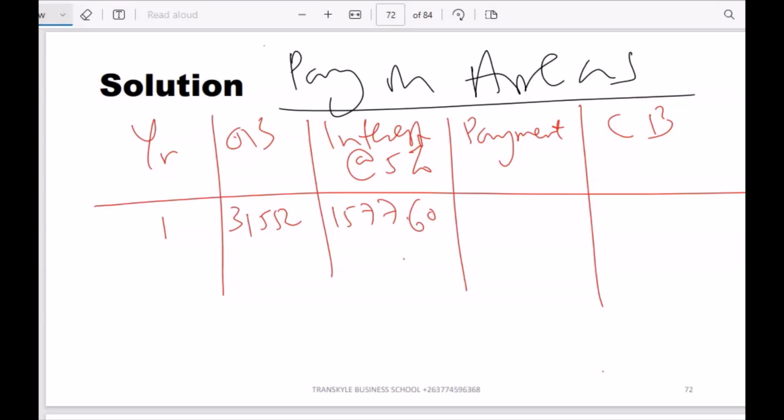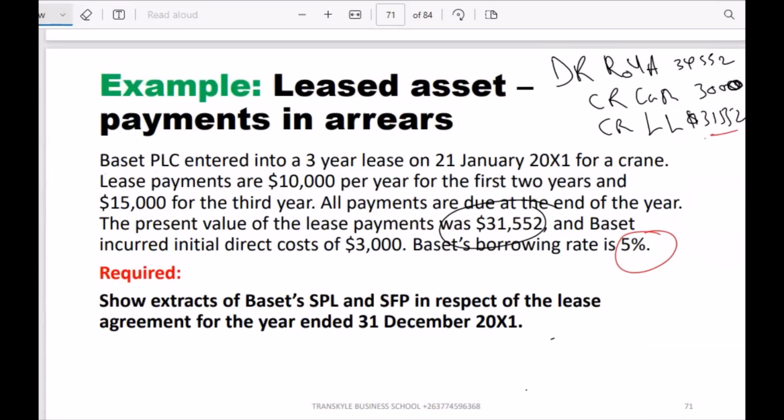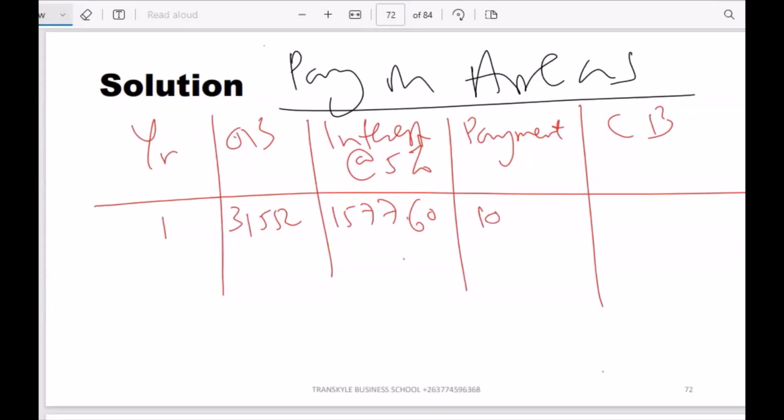first 2 years, the payments were 10,000. So they are paying 10,000 for the first 2 years. So if we add 31,552 plus 1,577.6 minus 10,000, we are going to have a closing liability of 23,129.6.